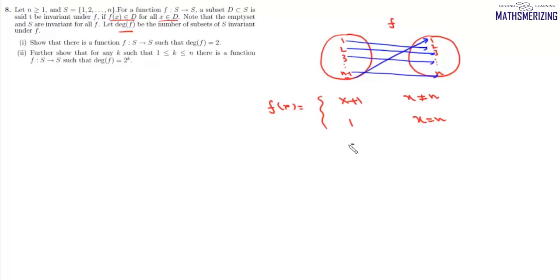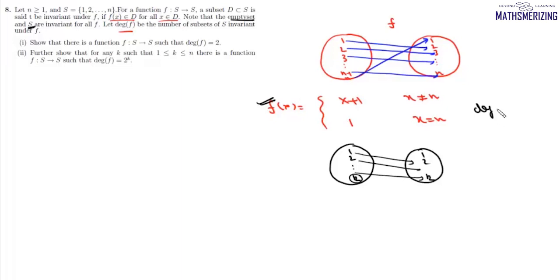Now we take any subset, say {1, 2, 3, up to k}. Now 1 is mapped to 2, 2 is mapped to 3, and k minus 1 is mapped to k, but we do not have an image for k within the subset. So this function cannot have an invariant subset except for the empty set and the entire set S. For this defined function f(x), the degree of f is simply 2.